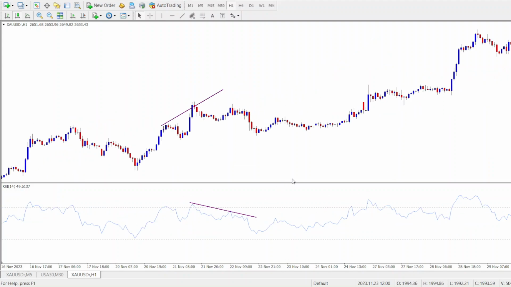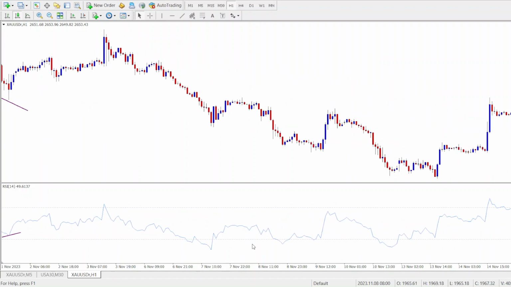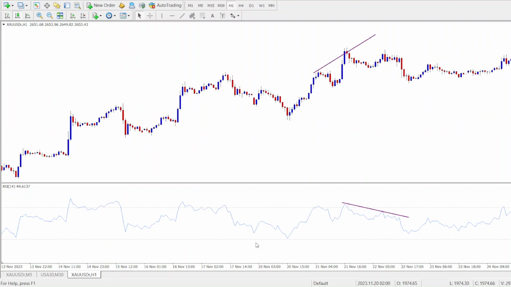Now these two divergences that we just identified are regular divergences. Regular divergence in the sense that the price of the asset is making a lower low, while the RSI is making a higher low. That is for bullish divergence, a regular bullish divergence. And then on the other hand, the regular bearish divergence is when the price of the asset is making a higher high while the RSI is making a lower high.